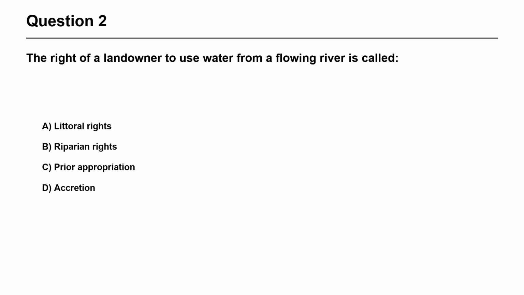Question 2. The right of a landowner to use water from a flowing river is called A, littoral rights. B, riparian rights. C, prior appropriation. Or D, accretion. The correct answer is B, riparian rights. Riparian rights apply to flowing water like rivers and streams.